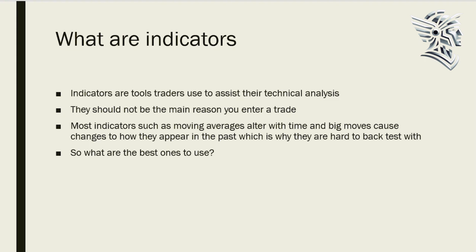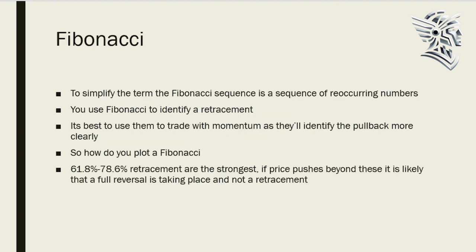But let's take a look at Fibonacci. To simplify the term, a Fibonacci sequence is a sequence of recurring numbers. You use Fibonacci to identify a retracement, and it's best to use them to trade with momentum as they'll identify the pullback more clearly. So how do you actually plot a Fibonacci? Well, firstly, let me just tell you that the 61.8% to 78.6% retracement are the best levels to trade off. If price pushes beyond them, it's likely that a full reversal is going to take place and not a retracement.